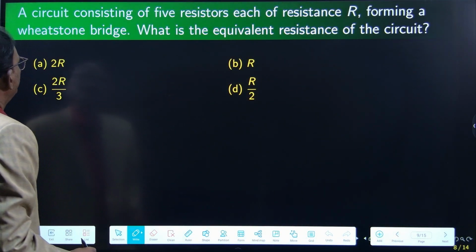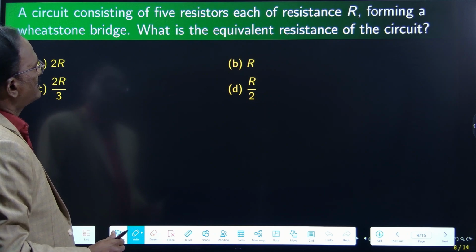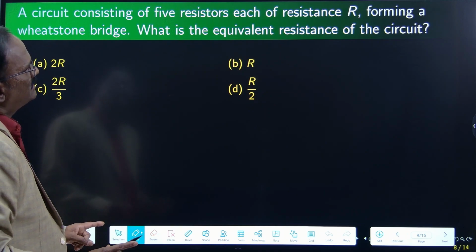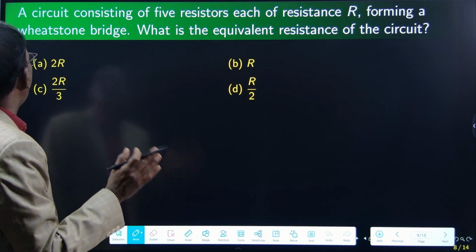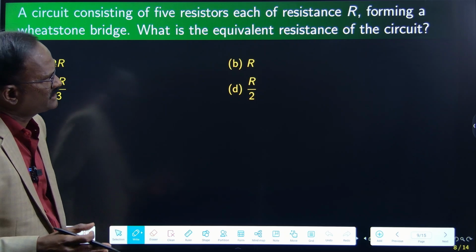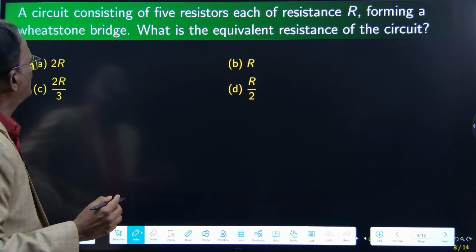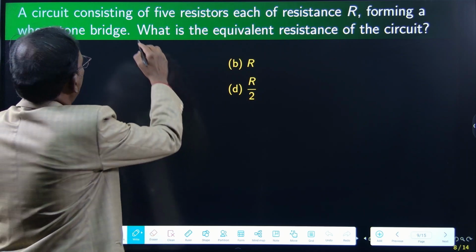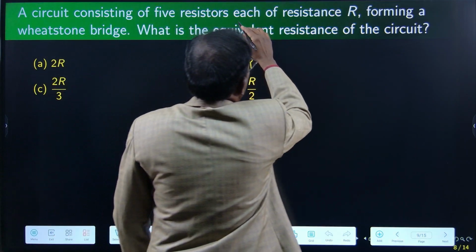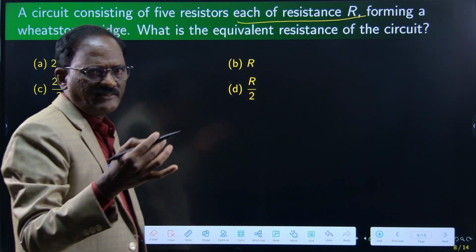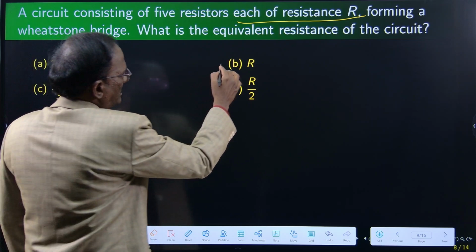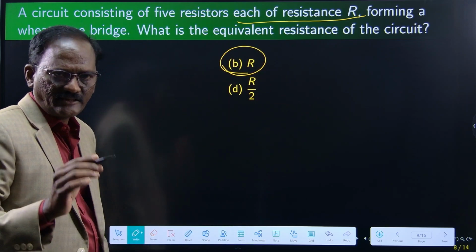Next problem. A circuit consisting of 5 resistors, each of resistance R, forming a Wheatstone bridge. What is the equivalent resistance of the circuit? So immediately you can write the answer. The values are equal, consisting of 5 resistances, and all the arms have equal values. The answer will be that same value.